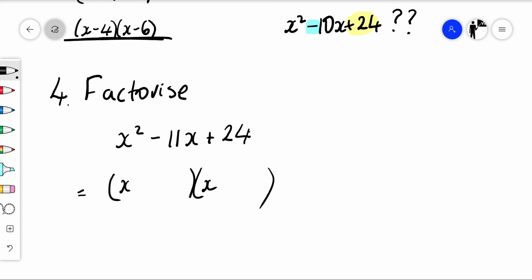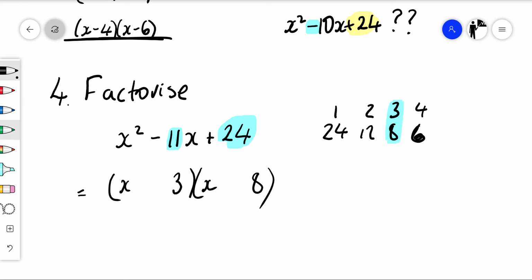Same as before, we're going to write down factor pairs of 24. We've got 1 and 24, 2 times 12, 3 times 8, and 4 times 6. Just as before, we want to make 11, so we choose the pair that makes 11, which is going to be 3 and 8. But because of this term here being a plus, both of these signs will need to be the same. And because this is a negative, they're both going to have to be negative.